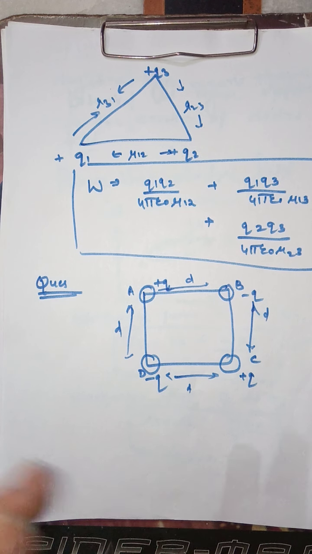Some charges are positively charged while some charges are negatively charged. So in order to set up this arrangement, what amount of work is required?